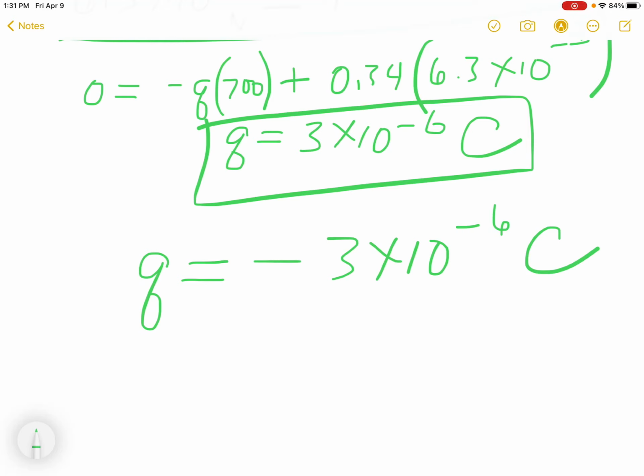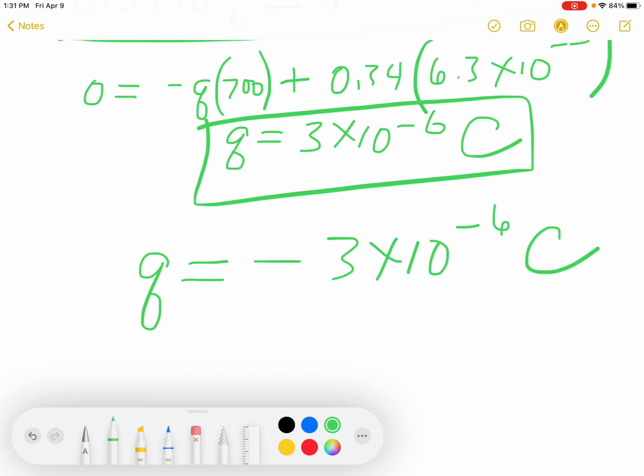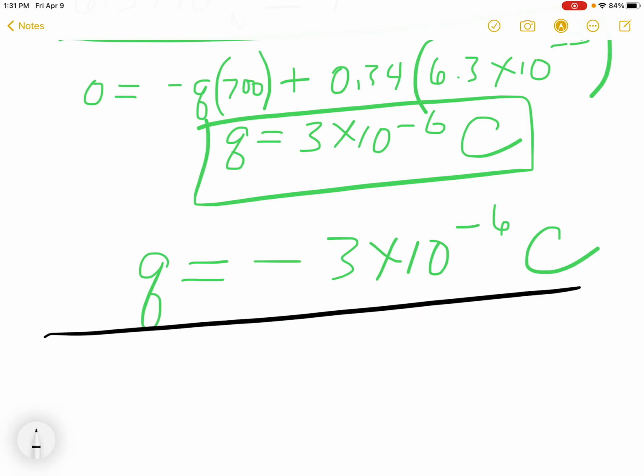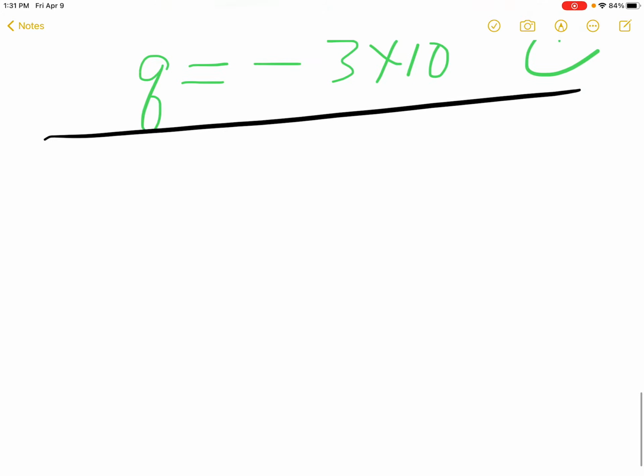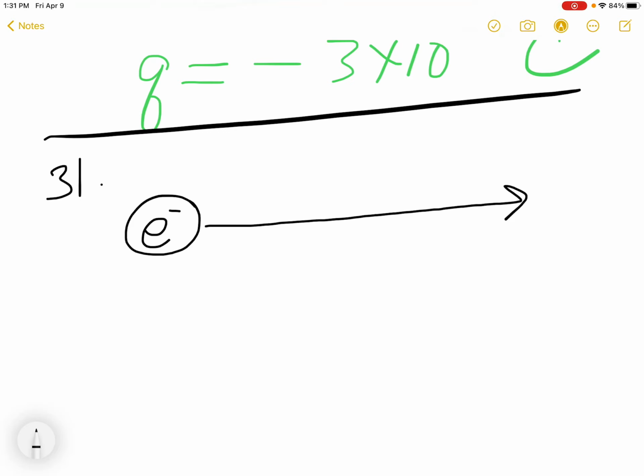Okay, now we'll go on to number 31. So we'll just draw a line there and carry on. Number 31. This one is a little bit different. So what we have here is an electron. Let me just draw this little electron here. And it's being shot out along the x-axis. So we'll draw it like this. And it's got a v. So it's got an initial v of 3 times 10 to the 6 meters per second.